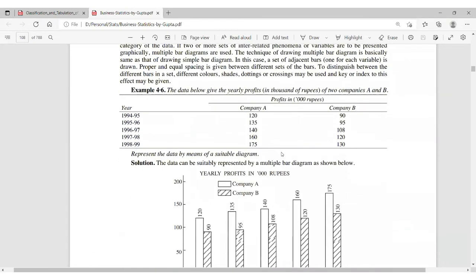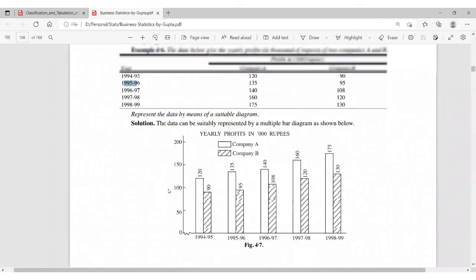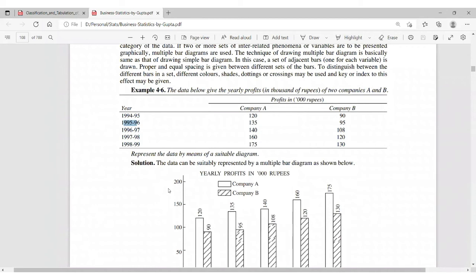Multiple bar diagrams. A multiple bar diagram is used if there are more than 2 bars. See in this data, in 1994-95, company A has this profit, company B has this profit. Similarly, in 1996, company A has this profit and company B this, and so on. Now, because we have multiple data for a single year, we have 2 data.